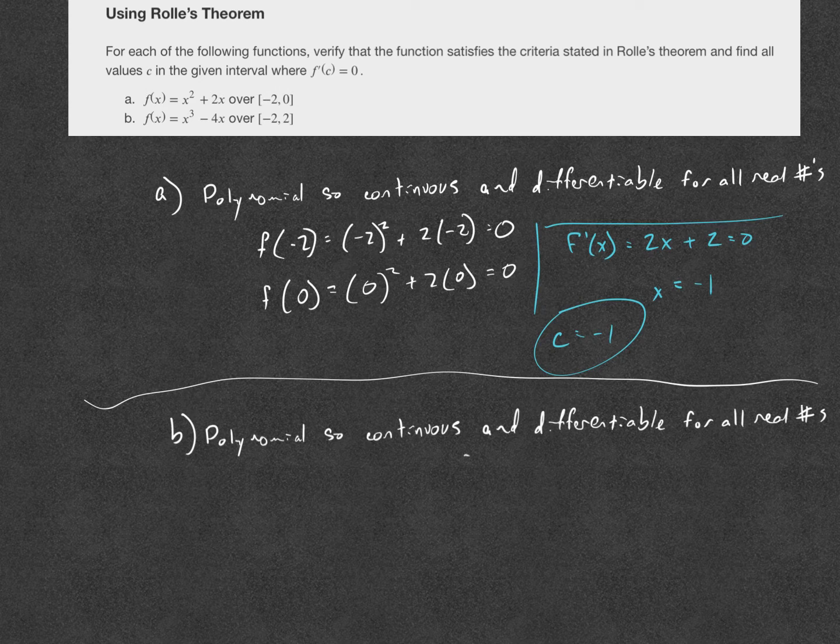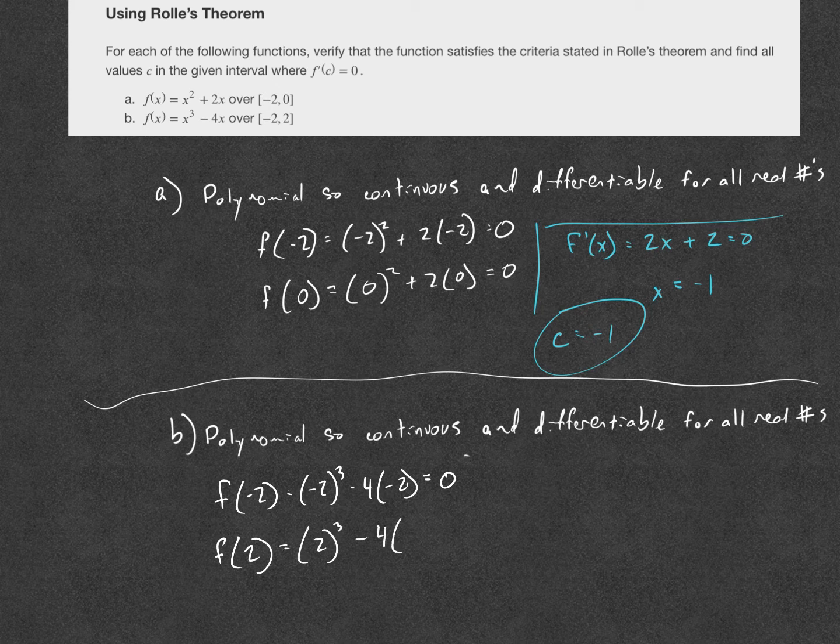We'll test our endpoints. F of -2, -2 cubed minus 4 times -2. -2 cubed is -8 plus 8 is 0. F of +2, 2 cubed minus 4 times +2. 2 cubed is +8 minus 8, also 0. Now, it's just coincidence that in A and B we get 0 when we evaluate the endpoints. That's not always going to happen. It's just coincidence in this problem. Okay, but because we got the same y coordinate, that guarantees that we're going to find a point where the derivative is equal to 0.